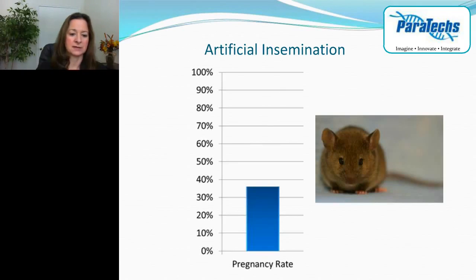All right. So here you can see that the pregnancy rate for this artificial insemination experiment was approximately 36%, I believe. What was done here, in general terms, was that we superovulated the female that was going to be the recipient of the sperm. The injections for superovulation are first to inject with pregnant mare serum gonadotropin, and then at a 47-hour interval, injecting with human chorionic gonadotropin.